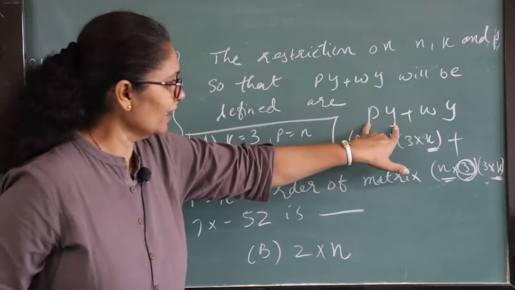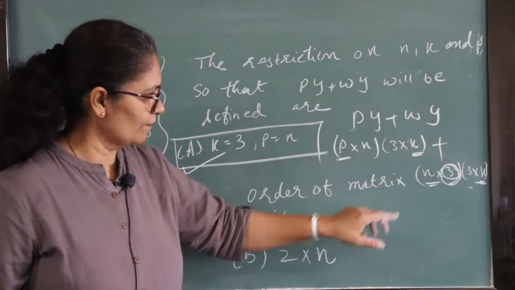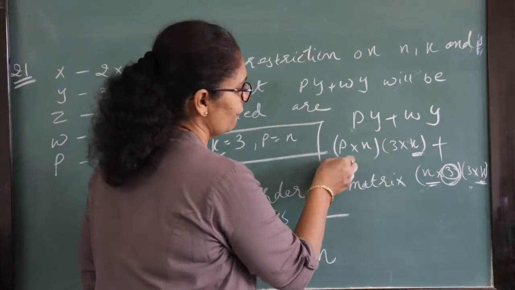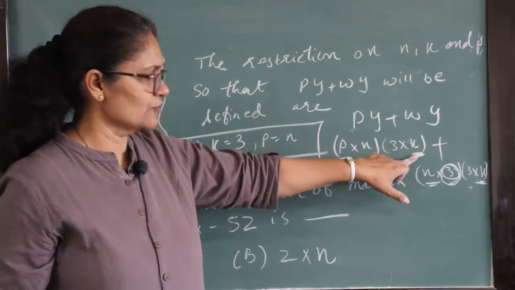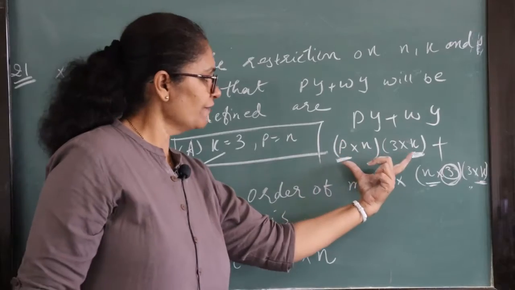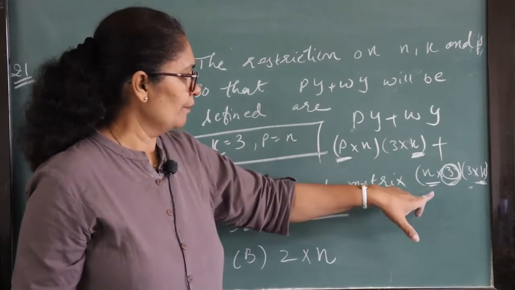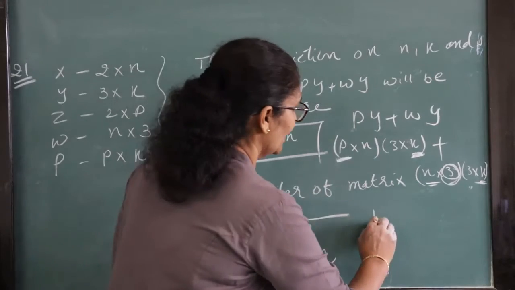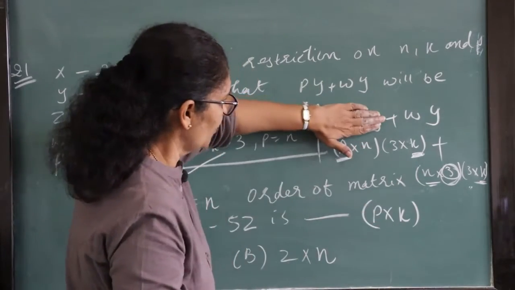First, PY: when can we multiply it? P is p by n, Y is 3 by k. So the answer will be row and column. From the first matrix you have to choose the row, from the second the column. So the size of PY will be p by k. Okay, p by k, this is for PY.